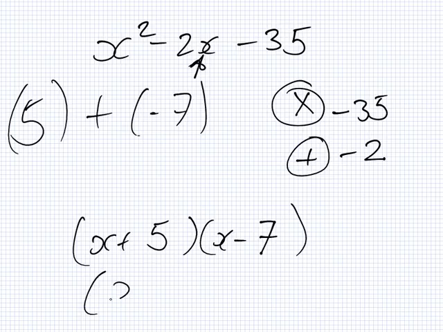If you did it the other way, what number would you get in the middle? 2. You would get plus 2, because minus 5 plus 7 makes 2. So again, you can just write it down. There's not a lot to write down.